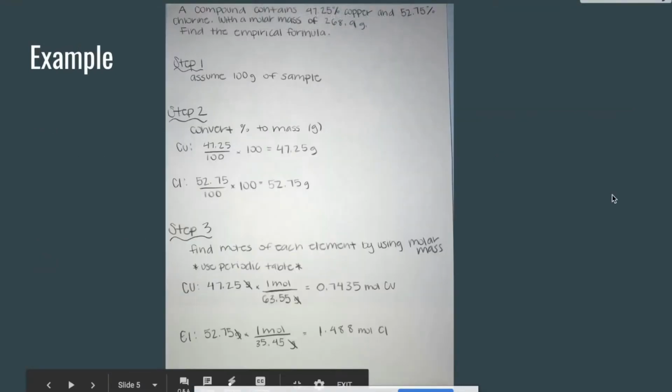Here's an example. A compound containing 47.25% copper and 52.75% chlorine with a molar mass of 268.9 grams. Find the empirical formula. So the first step is to assume that there's 100 grams of the sample. Then you have to convert the percentages to mass. That's an easy conversion. You just divide by 100 and multiply by 100, and you change the percentage to grams. So for copper, you have 47.25 grams, and chlorine, you have 52.75 grams.